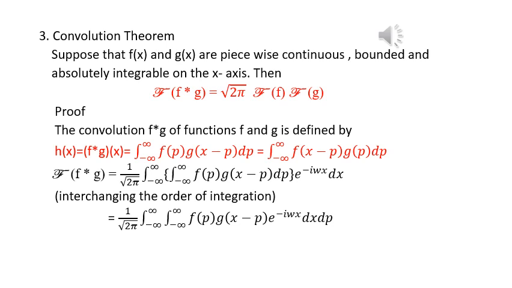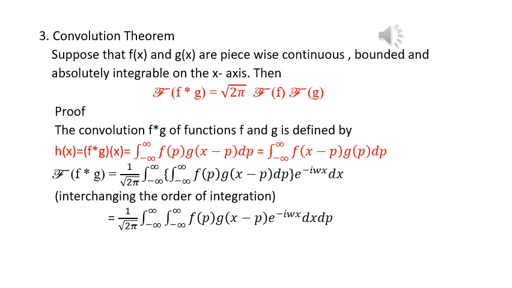So now let us go through the proof. In order to prove the convolution theorem, we need to have its definition. That is, the convolution f star g of functions f and g is defined by h of x is equal to f star g of x, then that is integral minus infinity to infinity f of p g of x minus p dp, which is also equal to integral minus infinity to infinity f of x minus p g of p dp. Any one of the definitions we can take.